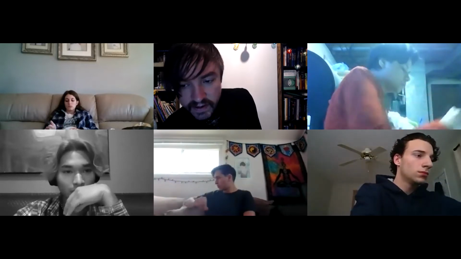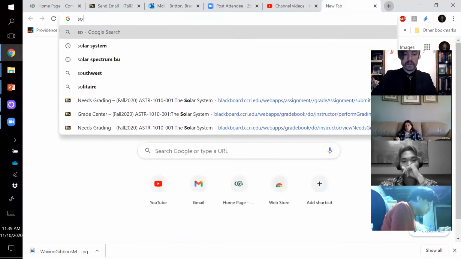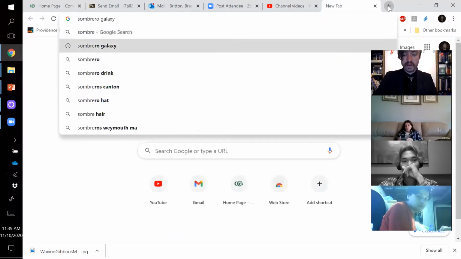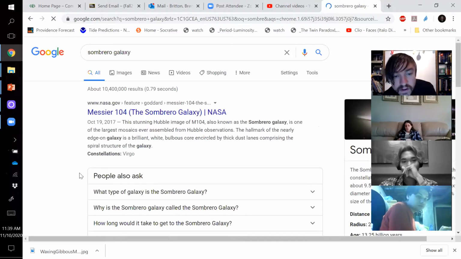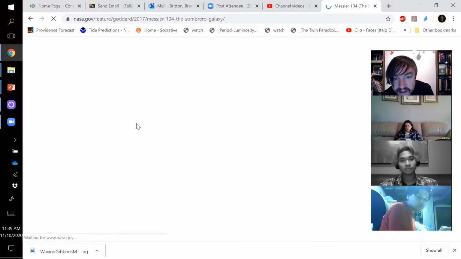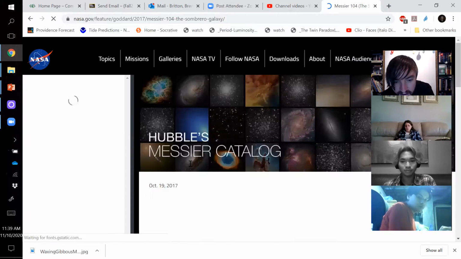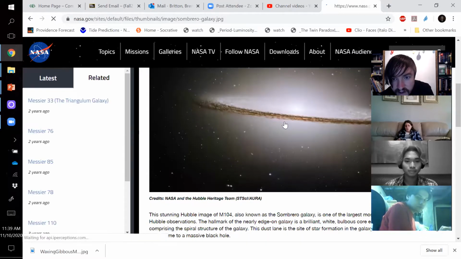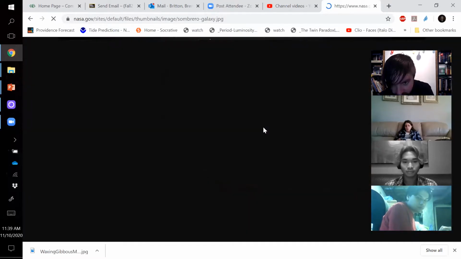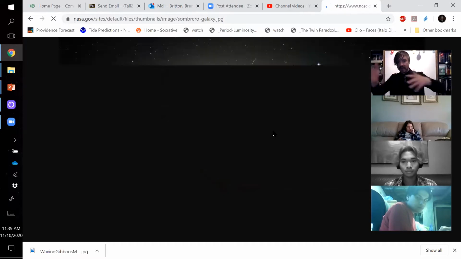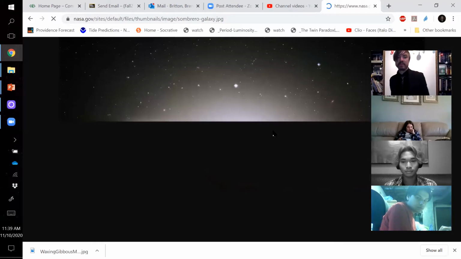If we go back to that legendary picture of the Sombrero Galaxy, it looks cool because you're seeing the dust lanes that make up the disk. Here, let's click on that beast. I give you the Sombrero Galaxy.